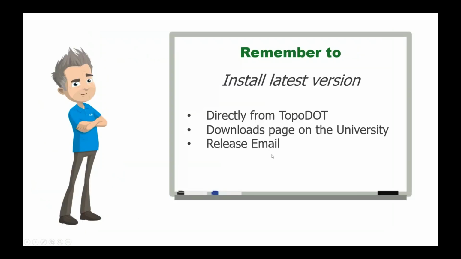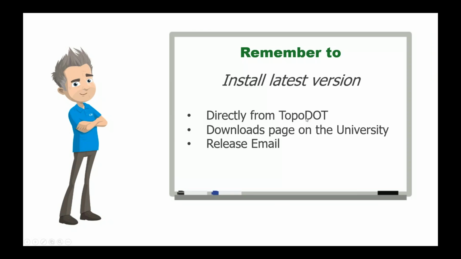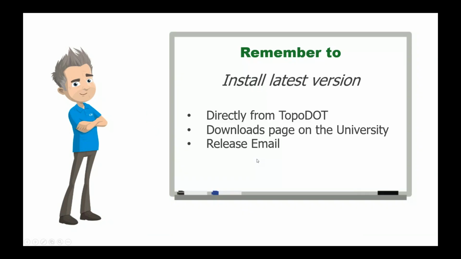Basically, just make sure that you install the latest version when possible. It can be done directly on TopoDOT, or from the university page downloads area, or from the email that we sent you earlier. If you have access to the university, you should see the downloads area right there. If you don't, please sign up. Or from TopoDOT, just click on check updates. It's also available in the splash screen when you open TopoDOT.